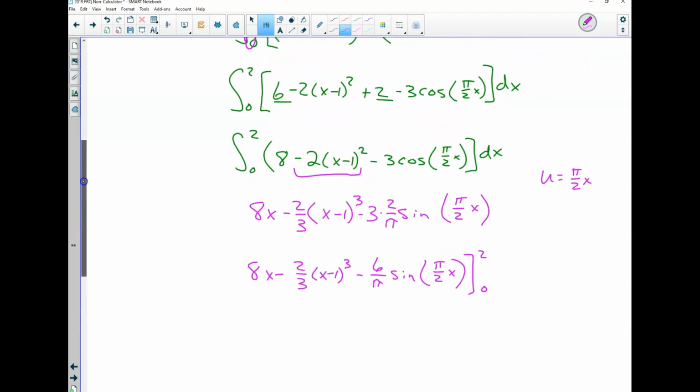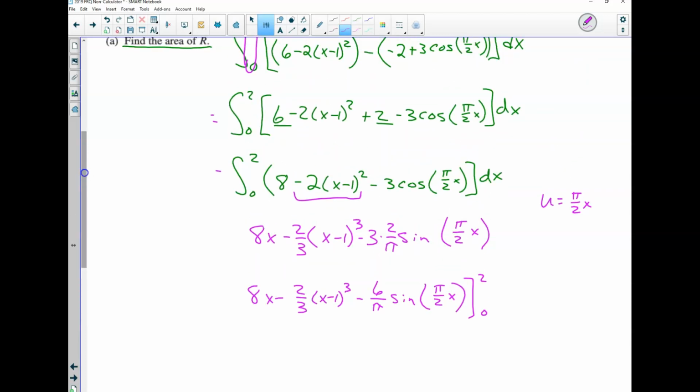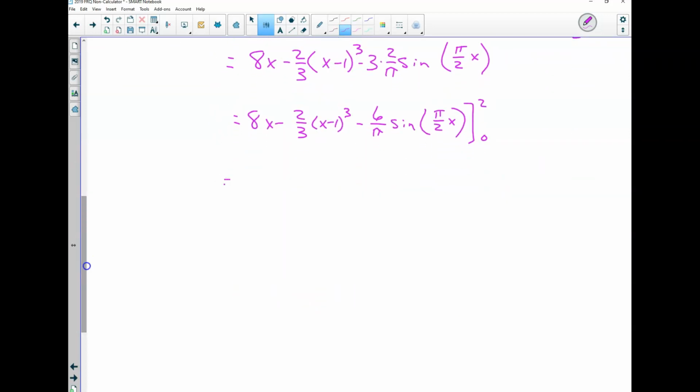Which gives me my top minus my bottom. I'm going to put my 2 in there. 8 times 2 is 16 minus 2/3 times, if I put a 2 in here, 2 minus 1 is 1 cubed. So that's a 2/3.